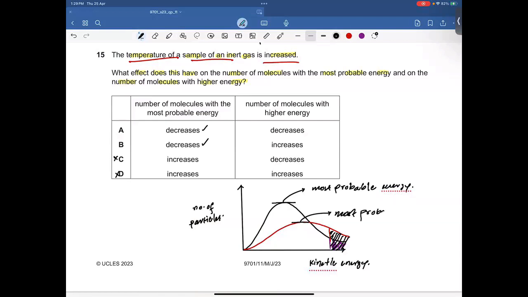Probable energy decreases, okay? And the number of molecules with higher energy, obviously this entire fraction of molecules has higher energy than the previous one. This entire fraction has more energy than the previous one, which means this one and this one. So the right answer is going to be B, because at high temperature, the fraction of the number of molecules increases, which means the rate of reaction increases.